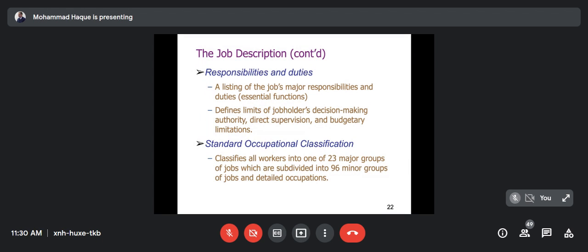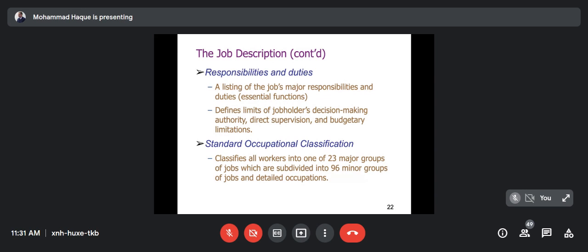The responsibilities and duties will be listing of jobs, major responsibilities and duties, but it will only list the essential functions. Not all functions will be listed because the job comprises a large number of functions, and like we said, not all jobs will be analyzed. Only key responsibility areas will be analyzed. Similarly, here only the key or essential functions will be listed. It will also define the limits of job holders' decision-making authority, that is direct supervision, budgetary limits, and so on and so forth. The standard occupational classification will also be there.